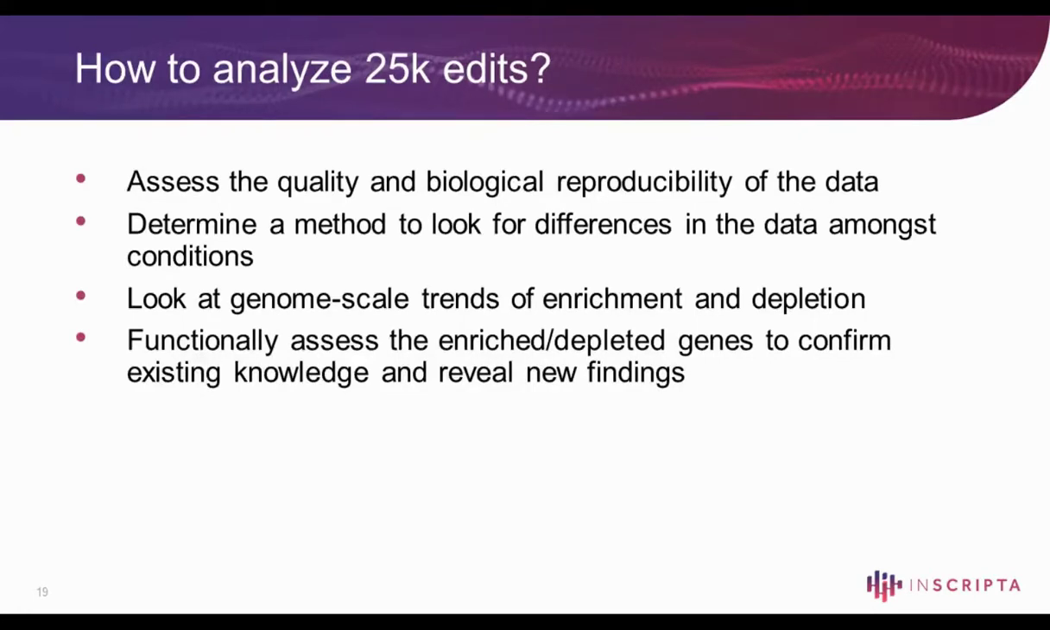So how do you go about and analyze 25,000 edits? First of all, we want to assess the quality and biological reproducibility of the data, and then we determine a method to look for differences in the data among conditions. We look at genome scale trends of enrichment and depletion, and finally, functionally assess the enriched and depleted genes to confirm existing knowledge and reveal new findings.